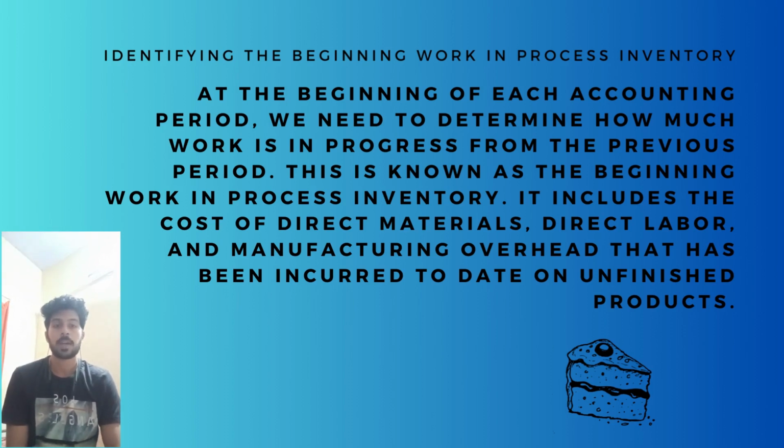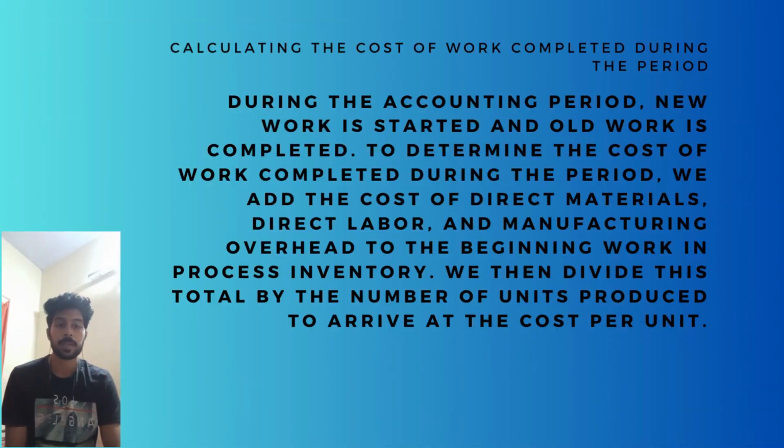Step 2 is calculating the cost of work completed during the period. This is where the magic happens. We add the cost of direct material, direct labor, and manufacturing overhead to the beginning work in process inventory, and voila, we get the cost per unit. It's like baking a cake from scratch, but instead of flour and sugar, we have direct material and direct labor.